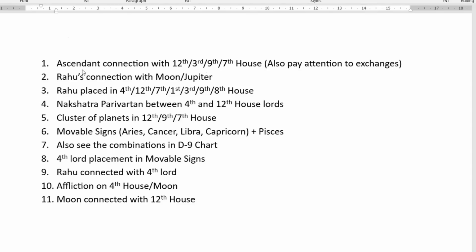So second is Rahu's connection with Moon or Jupiter. Like I mentioned, we pay attention to the trinal connections over here. And also if suppose they are conjunct in the same house or they are 2/12 from each other.